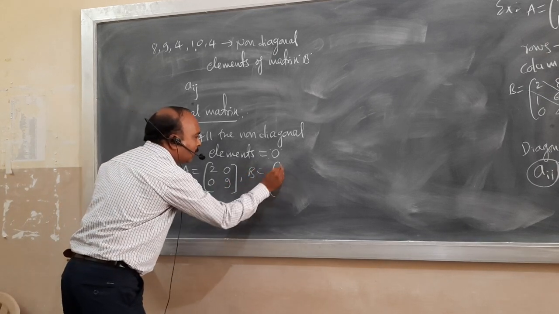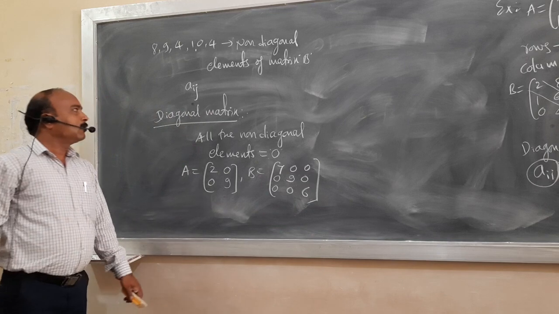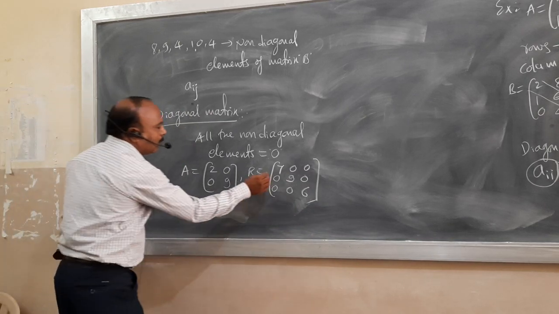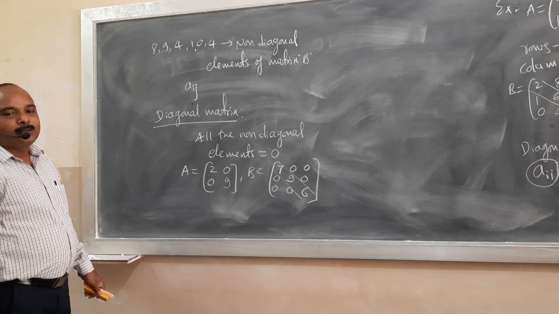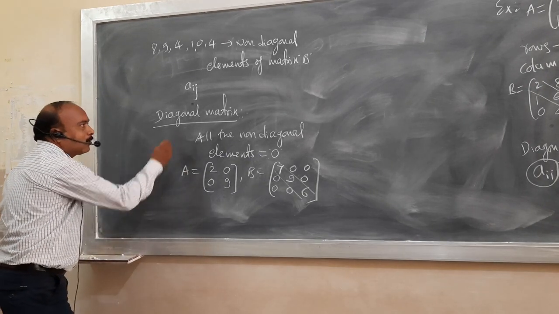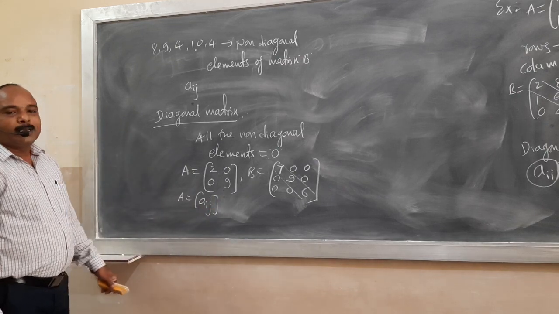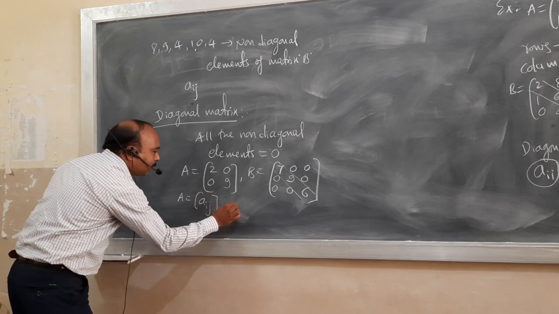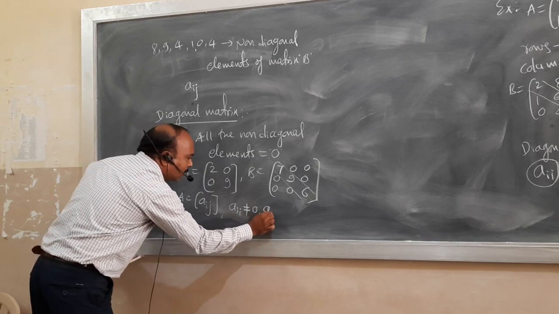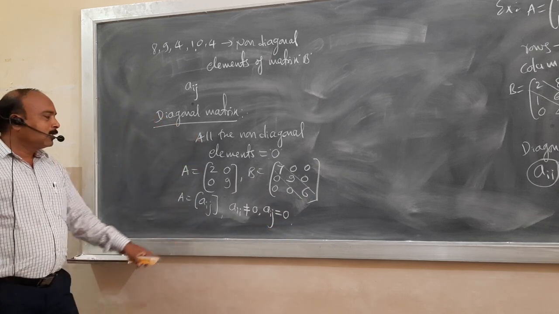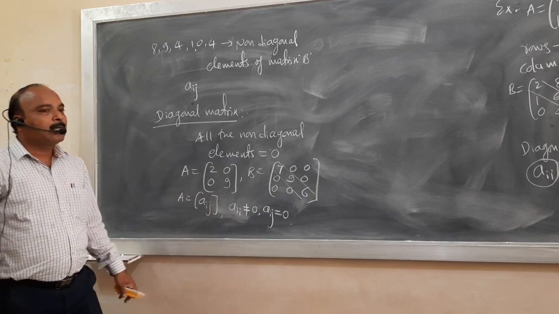Another example, B equal to [7, 0, 0; 0, 9, 0; 0, 0, 6]. It is also a diagonal matrix because here the diagonal elements are 7, 9, 6. They are not equal to 0 and all the remaining elements are equal to 0. In general, a diagonal matrix can be defined like this: A equal to [aij] is a square matrix. It is said to be a diagonal matrix if aii is not equal to 0 and aij equal to 0. Means diagonal elements are not equal to 0 and non-diagonal elements are equal to 0. Such a type of matrix is considered a diagonal matrix.